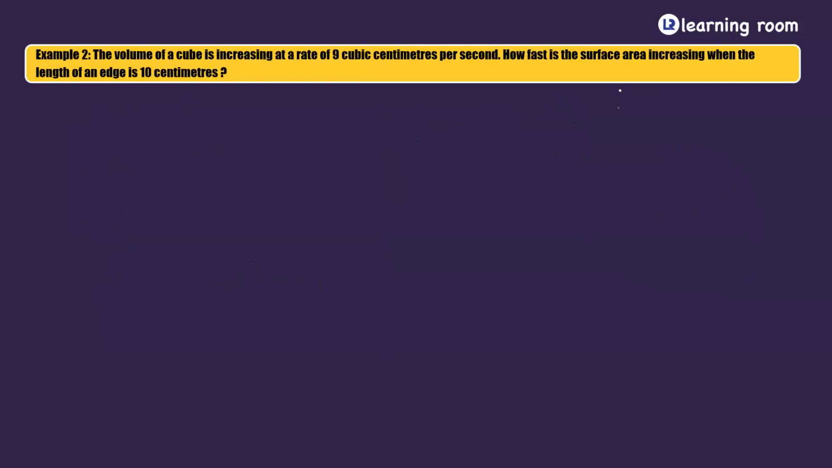So look at the next question. The volume of a cube is increasing at a rate of 9 cubic centimeters per second. Meaning, if I take the volume of the cube to be V, then dV divided by dt is equal to how much? 9 cm cubed per second. Having said this, how fast is the surface area increasing when the length of an edge is 10 centimeters?